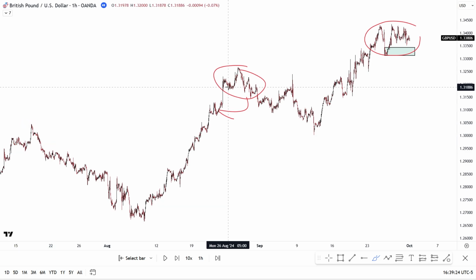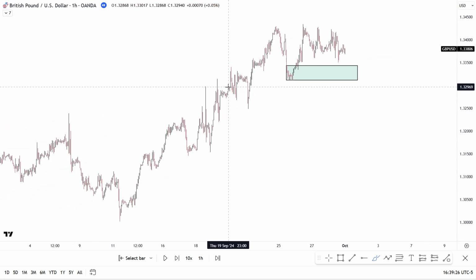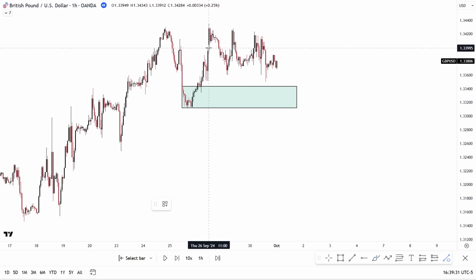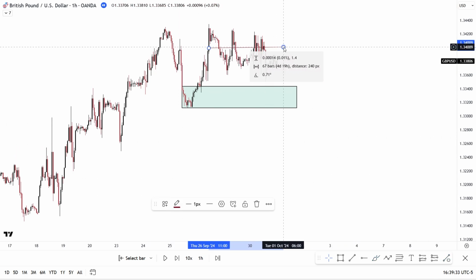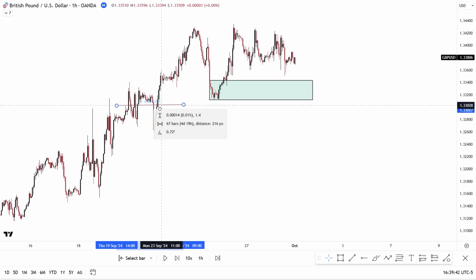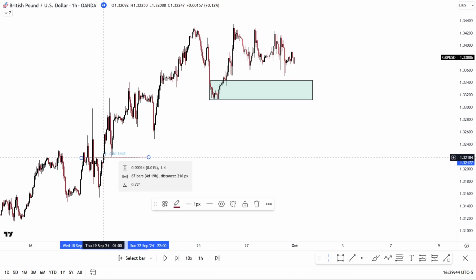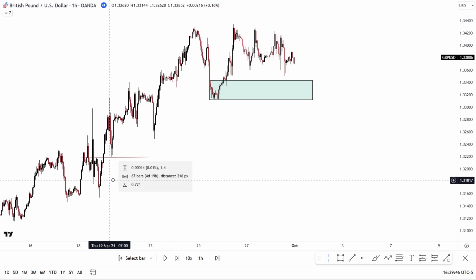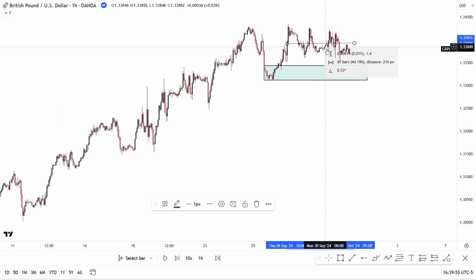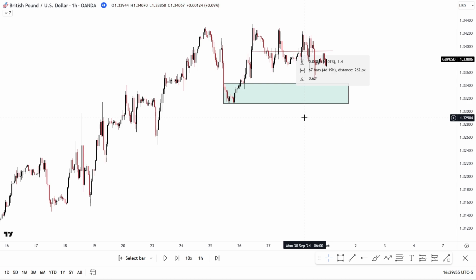And an easy way to go about this, if you don't trust your eyes, you can always pinpoint your measuring tool and measure the consolidation. So this consolidation was 67 bars, so 4 days and 19 hours. And you can measure it to the previous consolidation. There's no match. Previous consolidation, this consolidation ended right here. And this consolidation right here. This consolidation is much longer. So this tells you that this might be a change of character.